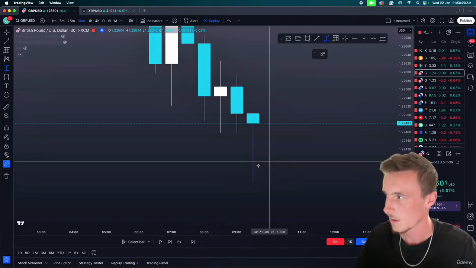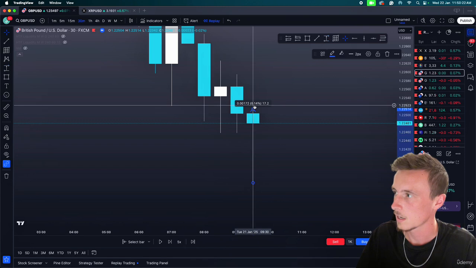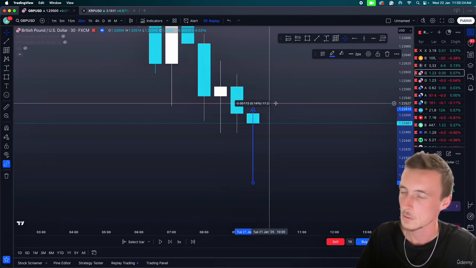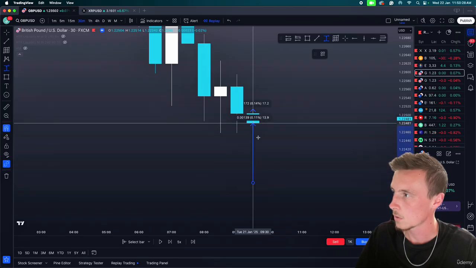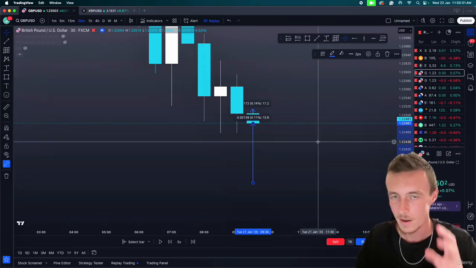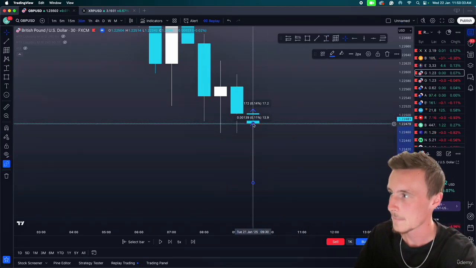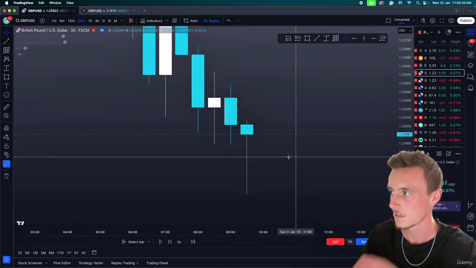So as we can see, if we measure up the entire candle, it is 17.2 pips. We'll be going over pips next lesson as well. The bottom wick is 13.9 of those pips. So obviously a massive rejection from the downside, right?